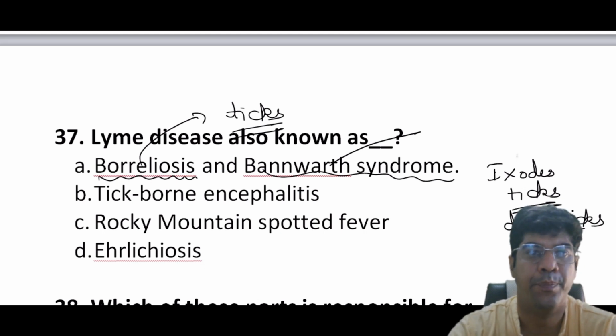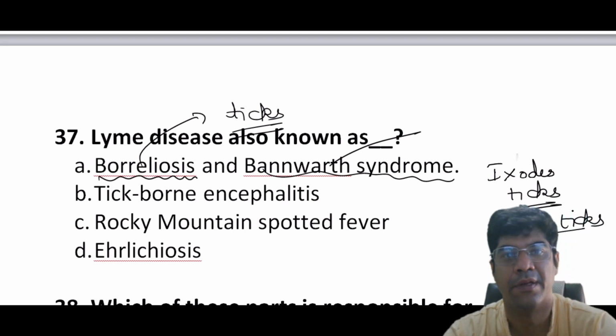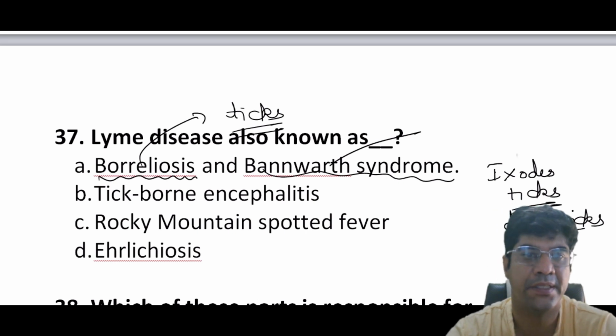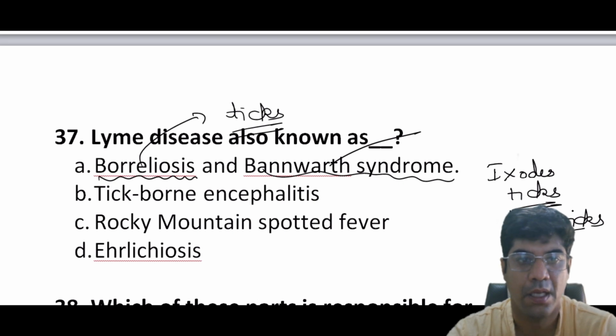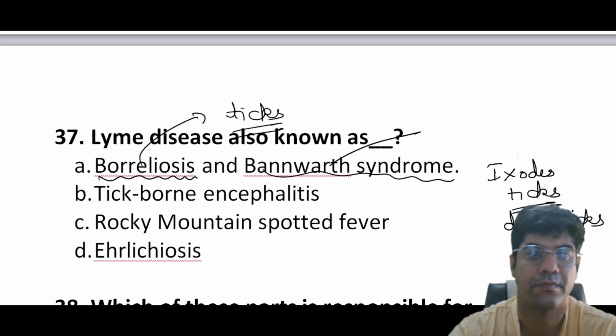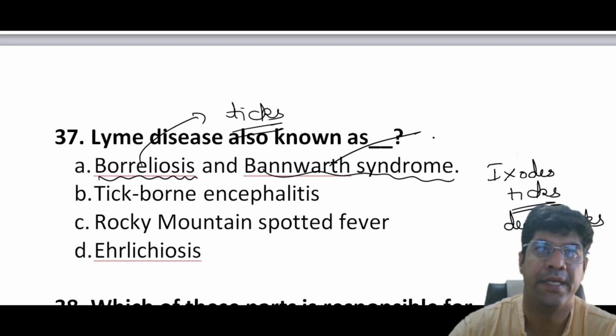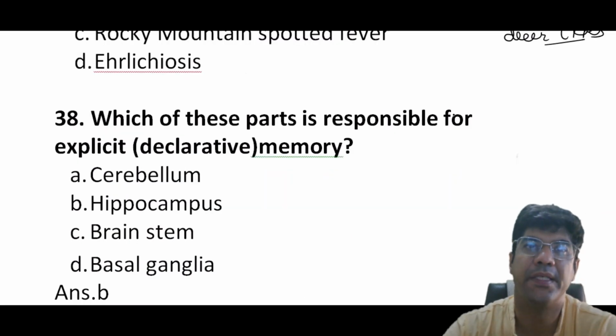Now you will see a bull's eye rash at the site of the tick bite. This rash would expand over time. There will be flu-like symptoms: fever, chills, headache, fatigue. Apart from that, one may consider neurological symptoms, cardiovascular symptoms, and arthritis. So the answer is A.